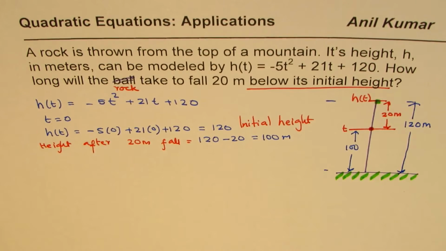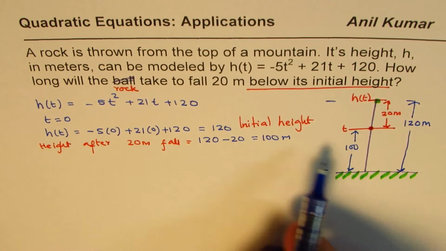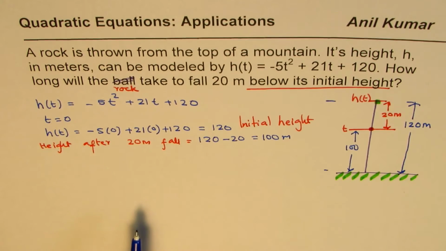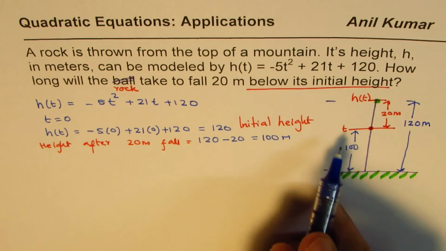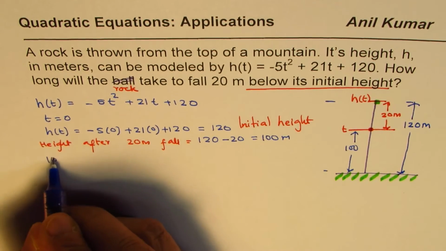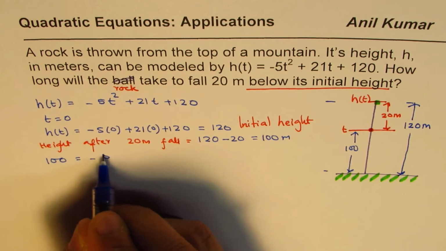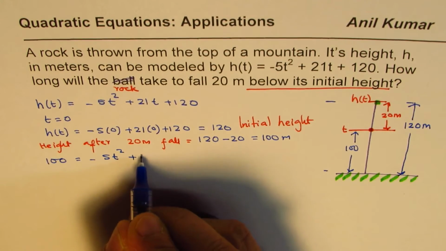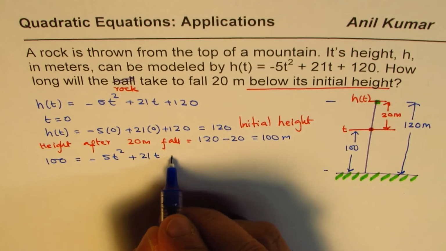Now this question becomes simpler. Now we can write 100 for h and find t. I hope the concept is clear, right? So I took all this time just to make you understand this concept. So now we'll write 100 for height in the same equation, and then we'll solve for t, right?